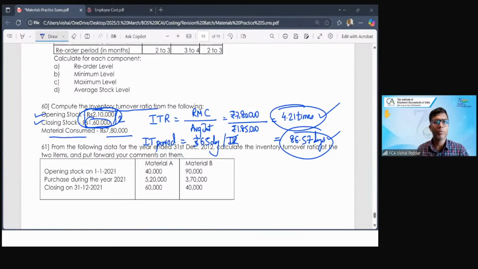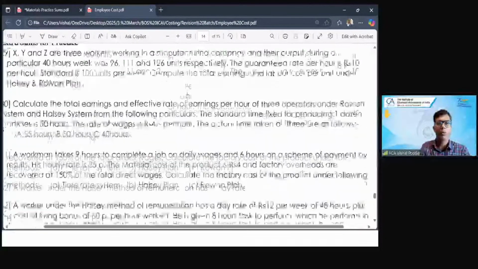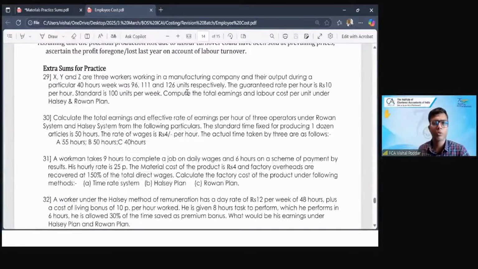Okay, so students, this is all about your materials. Let me take you to employee. In employee, broadly, there are two major types of sums. One is for calculating the earnings of the employee and the other is the labor turnover ratio. We'll try to revise maximum adjustments in both these categories. Let me start with the first category of question in labor, that is computing the wages. Students, this is a very scoring topic, but at the same time, it may be tricky because of the language. So let us be very thorough.